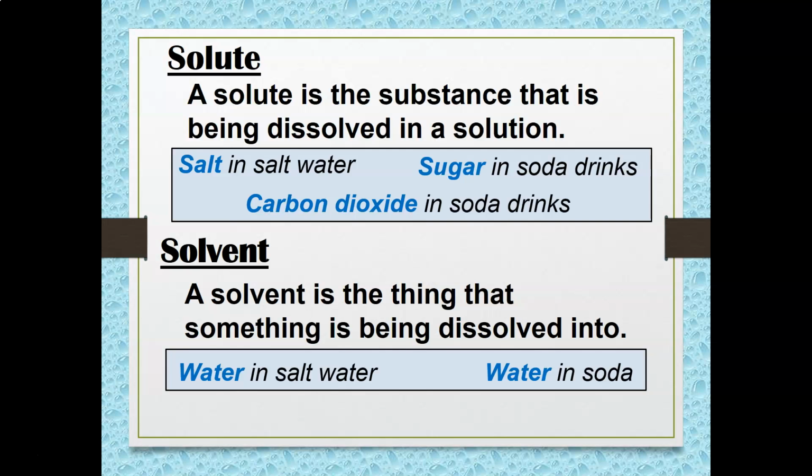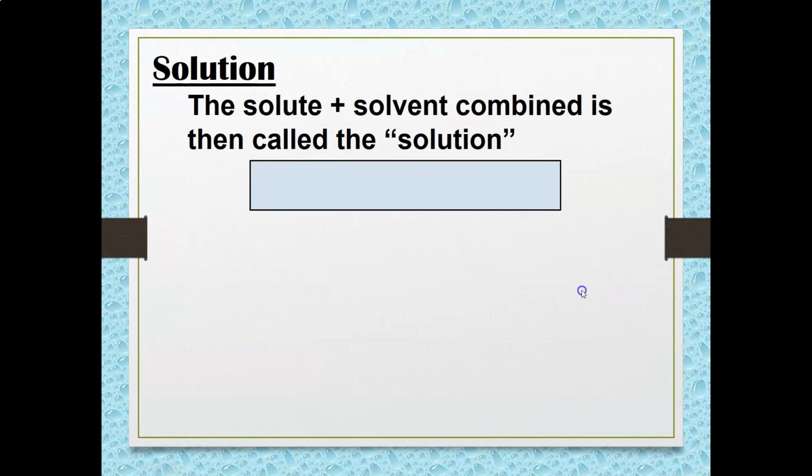The term solution is what we call it when we have mixed the solvent and the solute together. So when they're combined together, that's the solution. Looking at our examples from before, salt water is a solution. Soda is a solution.